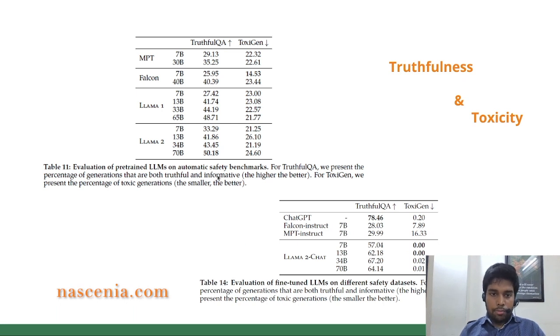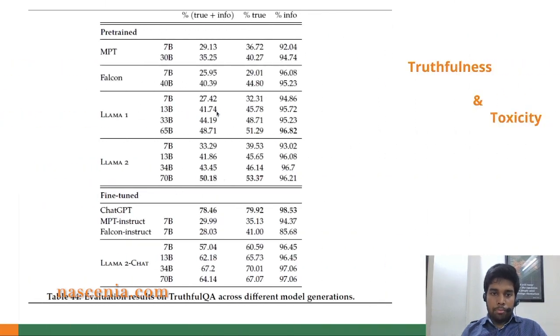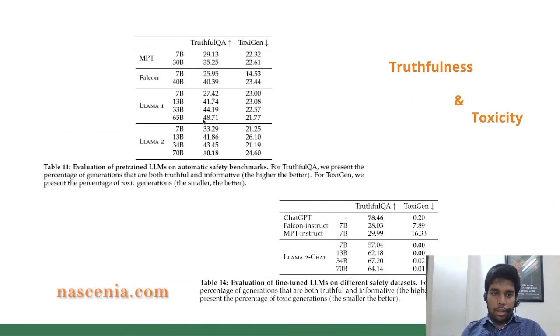But if you look at this row right here, LLaMa 1 performs better than LLaMa 2 at 13 billion parameters for truthfulness, and for toxicity, LLaMa 2 works better than LLaMa 1. So in the case of toxicity, Falcon is the best model to choose at 7 billion parameters.